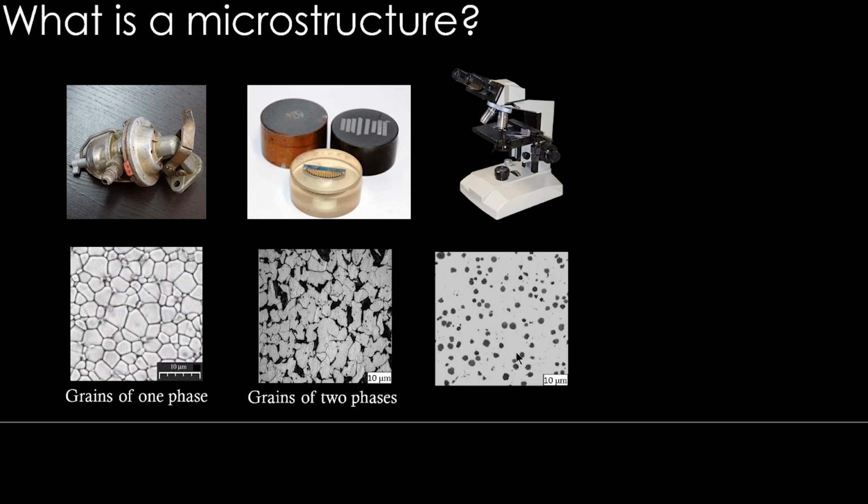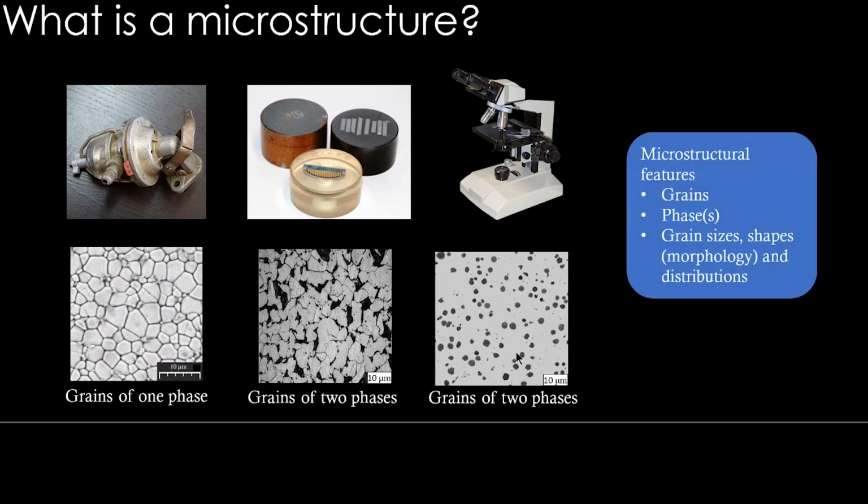It can also come something like this, grains of two phases you see here. The second phase morphology, the shape, we call it morphology, is different here, kind of circular in shape, and more or less uniformly distributed. So this is a morphological difference compared to the second picture. So what are microstructural features? Grains, phases, one or more phases, grain sizes, their shapes and distributions.